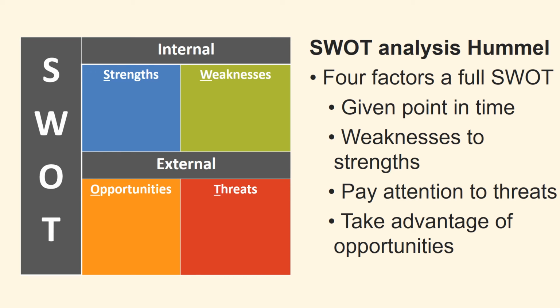These four factors bring together a full SWOT analysis for Hummel at a given point in time. Hummel can use the SWOT model strategically and turn weaknesses into strengths. By being aware of their weaknesses, they can address them and turn them to their advantage. They can review the threats, the external dangers faced by the company, and address them too. By making themselves aware of opportunities, they can also commit resources to exploit these to the company's benefit.